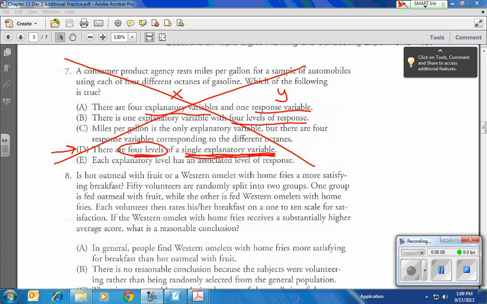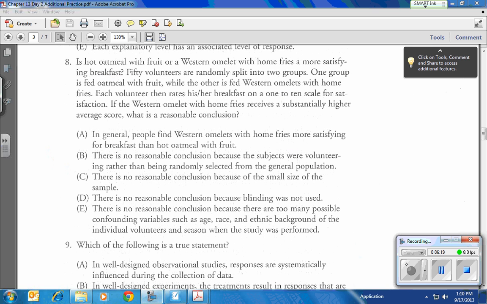No? Other questions? Things you guys are not sure why? Okay. So, is this an experiment or an observational study?